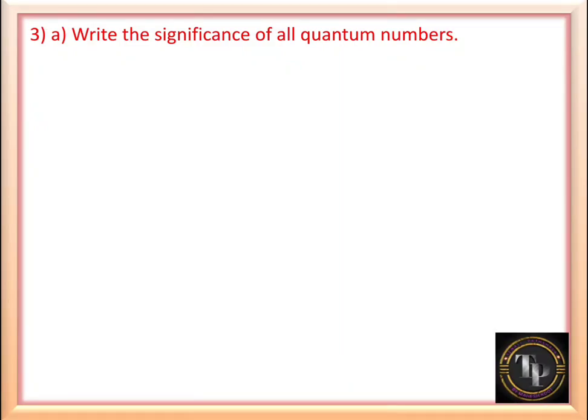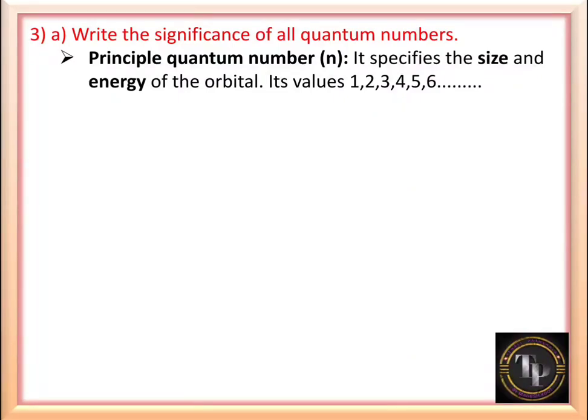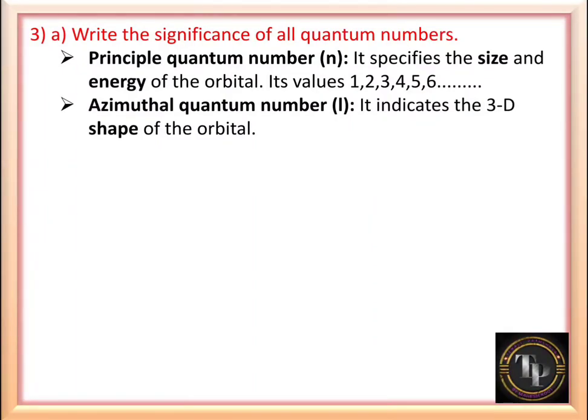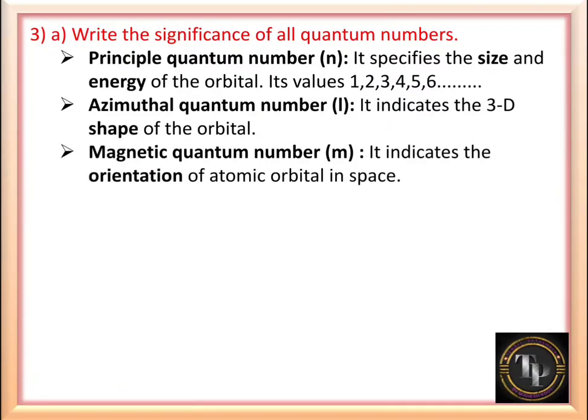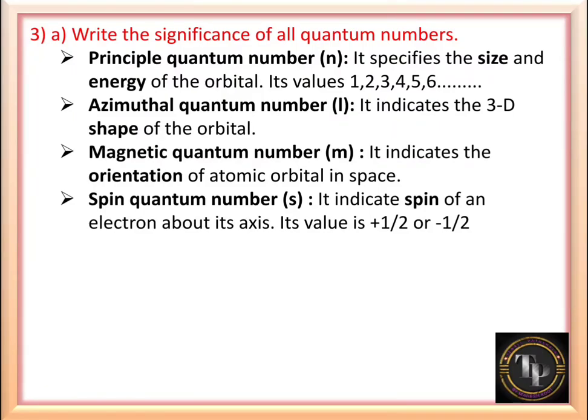Let us start with the principal quantum number. Denoted by small n, it specifies, I have written in bold, you see guys, the size and energy of the orbital. Its value is 1, 2, 3, always an integer. Size and energy, that is the significance. Second one, azimuthal quantum number denoted by l, and what does it denote? It indicates the three-dimensional shape of the orbital. Principal quantum number, size and energy. Azimuthal quantum number, shape. Always remember. Magnetic quantum number denoted by m, it indicates orientation, how the orbitals are oriented, the orientation of the atomic orbital in space. Spin quantum number indicates the spin of the electron, and you know its value is always plus half or minus half.